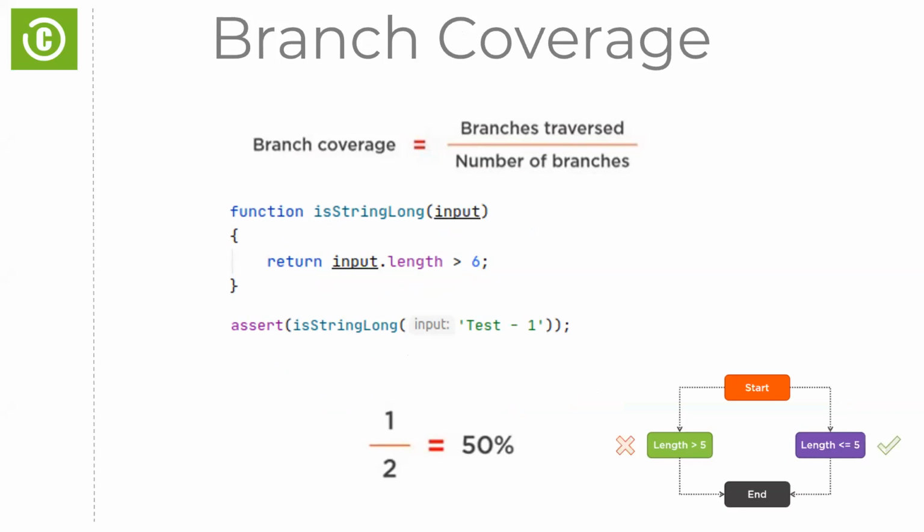For instance, in the same snippet, we have a length greater than 5. There are two independent paths. One path is for the length greater than 5, another is for the length less than or equal to 5. So the independent paths we have are 2. We are only testing one path, so it's 1 by 2 and it's 50% branch coverage.